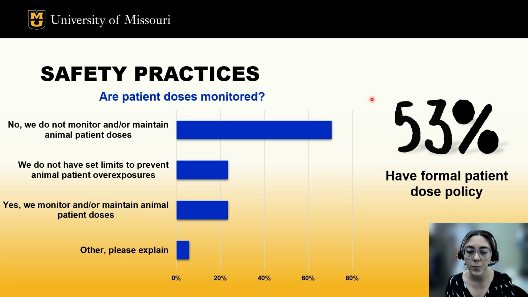And then I asked, of the people that are actually monitoring and maintaining them, are they having some sort of formal patient dose policy implemented at their institution? And 53% of people did say yes, they do have some sort of formal patient dose policy. And I think this is similar to how we have the Image Wisely, Image Gently concepts, where we don't want to overexpose our patients, but there's nothing really available like that for animal use up until the ICRP Task Group 110 that focuses a lot on the patient safety during these procedures.